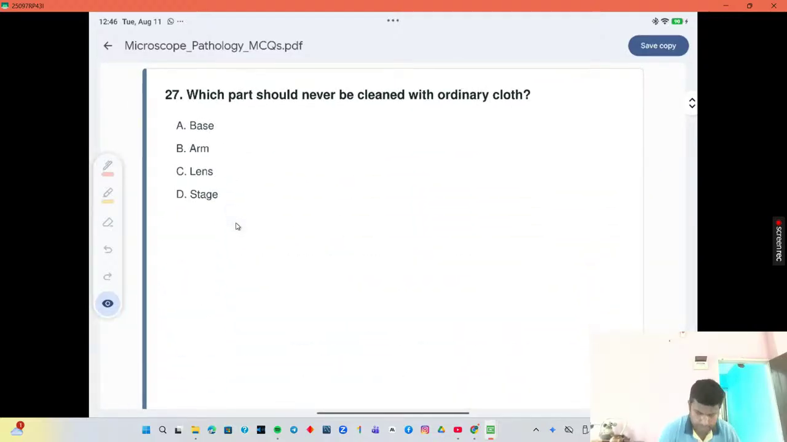Which part should never be cleaned with ordinary cloth? Which part of the microscope should never be cleaned with ordinary cloth? The answer of this question will be lens. Okay, because if we clean lens with the ordinary cloth, then scratches will come in the lens and we cannot see the objects clearly after cleaning.